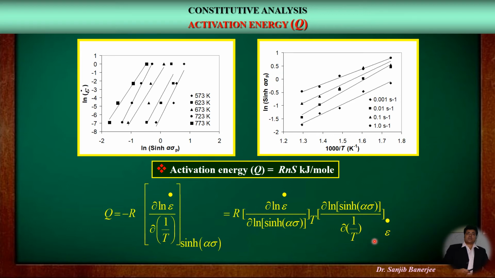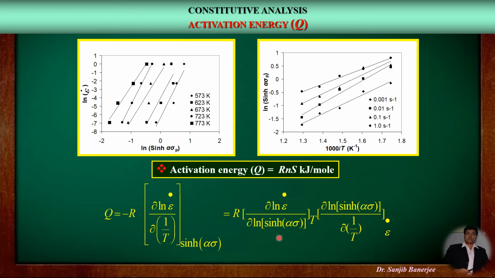This derivative may be evaluated if we draw the plots of log of sine hyperbolic alpha sigma p with respect to 1 by T at the given values of strain rates. Once again we get different sets of points. In this case, these are the 4 sets of points for 4 given values of strain rates, through which the straight lines may be fit. So the average slope value gives us the value of this derivative, or S. Once we draw these two sets of plots and evaluate the average slope values, we can evaluate n and S, that is, these two derivative values.